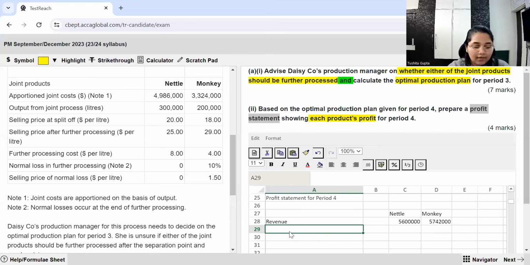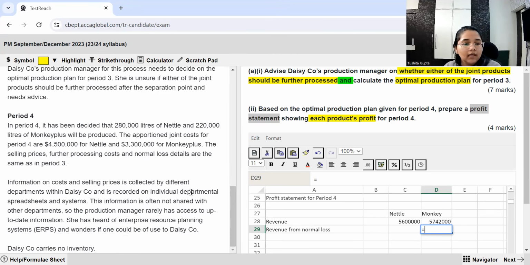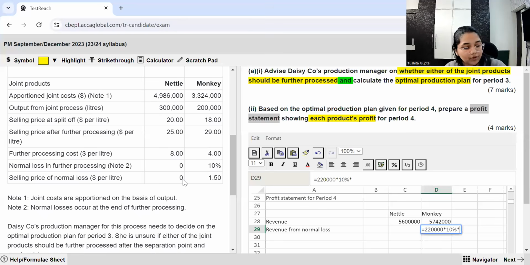Now I have covered the revenue side of the part. Now I also have to take my revenue from normal loss. Normal loss also is something that the revenue is going to come in. So of my 220,000, 10% is going to be the normal loss, and that 10% is going to be sold at my price of 1.5.